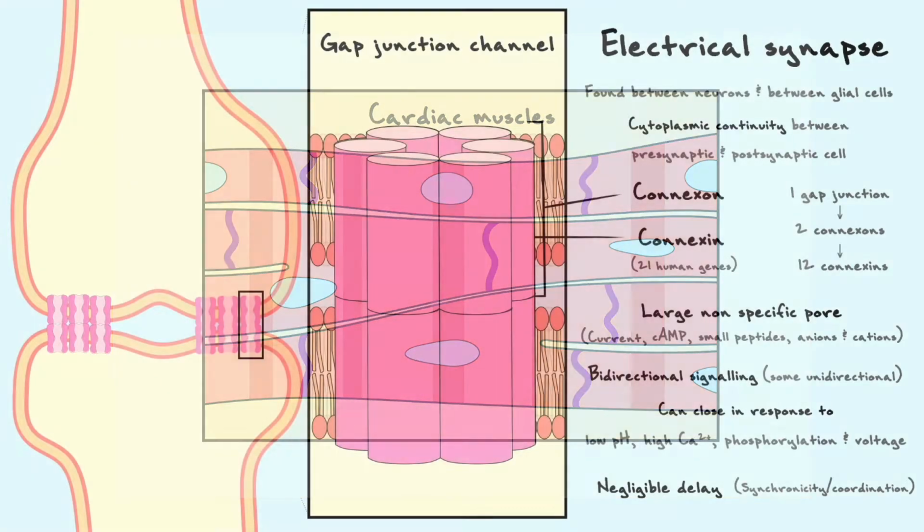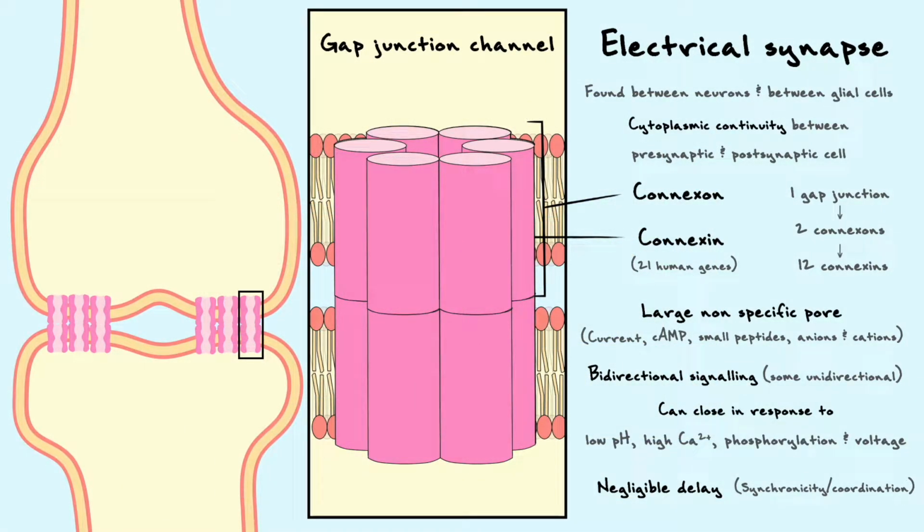In neurons and glial cells, electrical synapses have functions that are less understood, but regardless, you can see that the very rapid transmission that gap channels provide can be very beneficial depending on the need of the body.